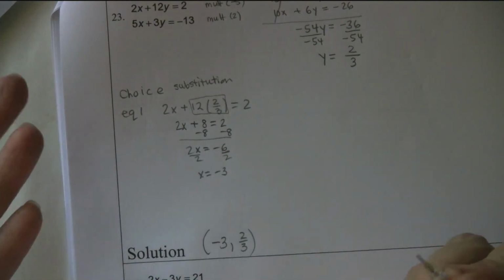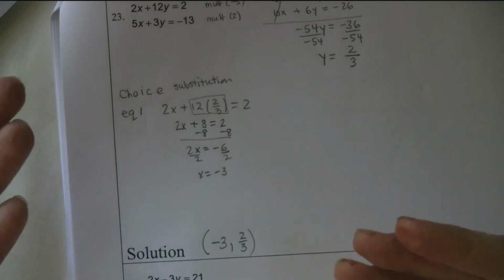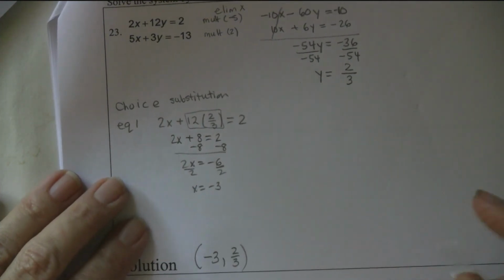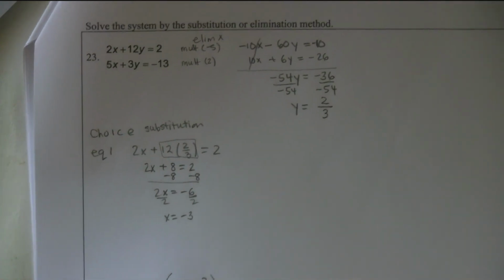People always ask me, do I have to write it as an ordered pair? And the answer is yes, you do. You need to write it as an ordered pair. The solution looks like an ordered pair, so you should write it as an ordered pair. If you don't, then you will not get full credit on it. And so you want to make sure that you do.